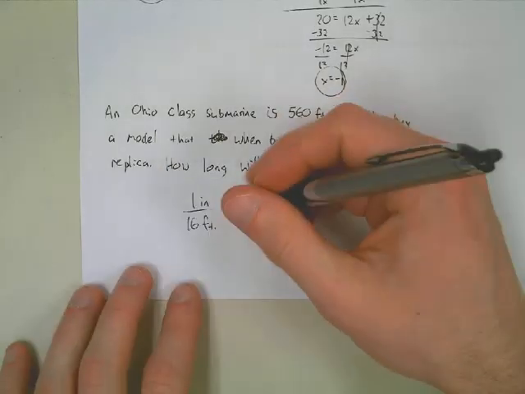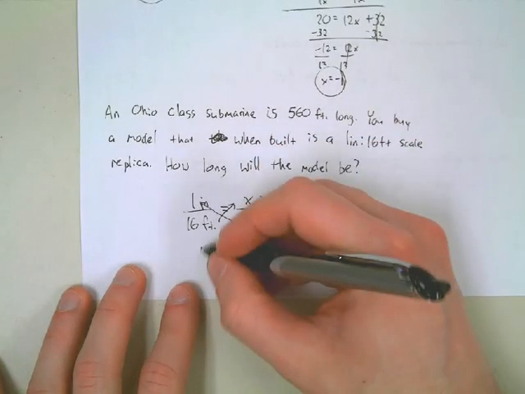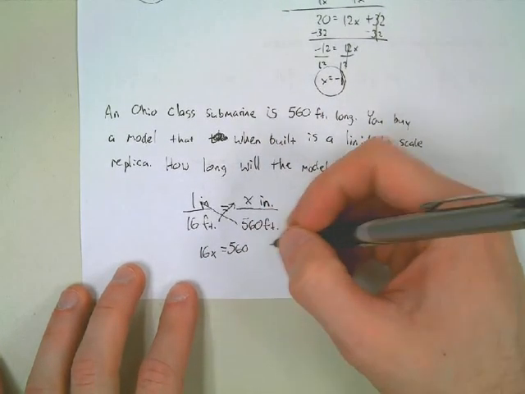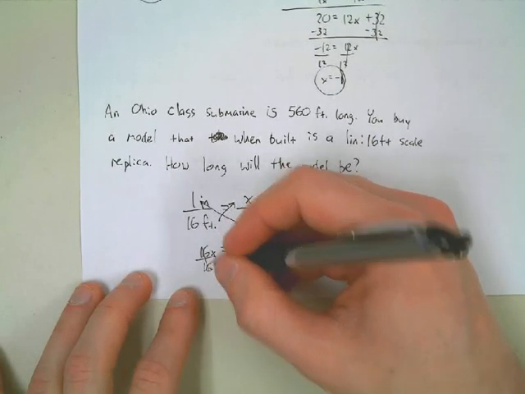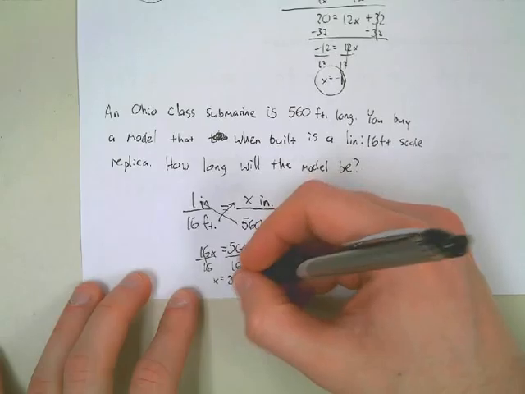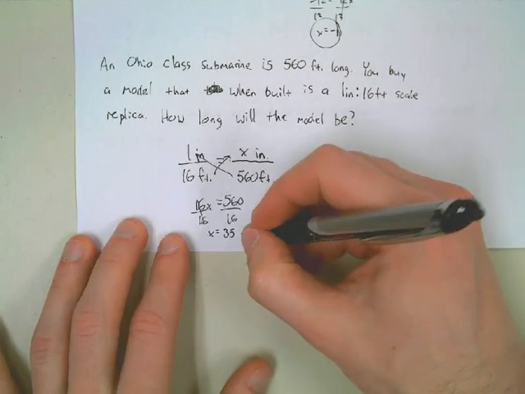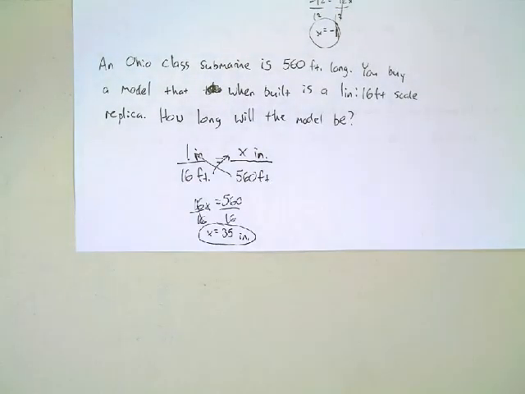Right, so we'll do an easy cross multiplication here. We get 16x equals 560, and then divide both sides by 16. And so x becomes 35. And what would the units be for that? Yeah, inches. If you see here, the x has to be in inches. So 35 inches. It's crazy. Okay. So 35 inches.